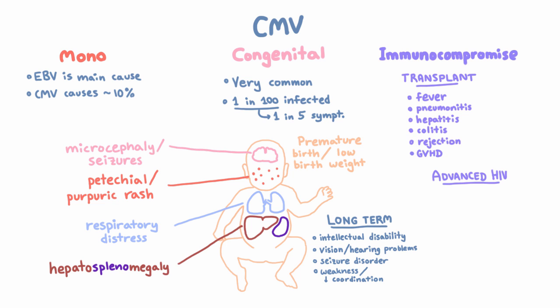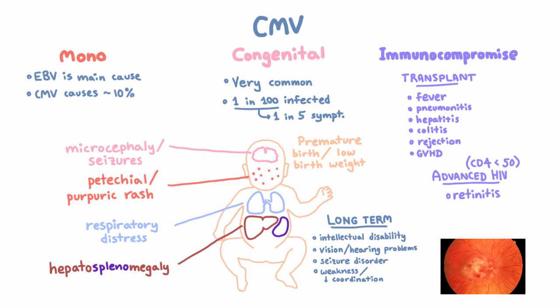Now, in advanced HIV disease, CMV can also reactivate. And when we say advanced, usually it's when the CD4 count gets below 50. And in that case, CMV is most likely to cause retinitis, which can lead to blindness. And this is what the eye might look like if you looked inside it relative to a normal eye. So it can cause retinitis or colitis or esophagitis. And so these are all the main complications of CMV that you need to know.